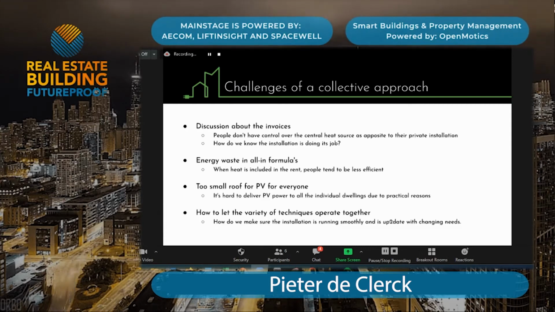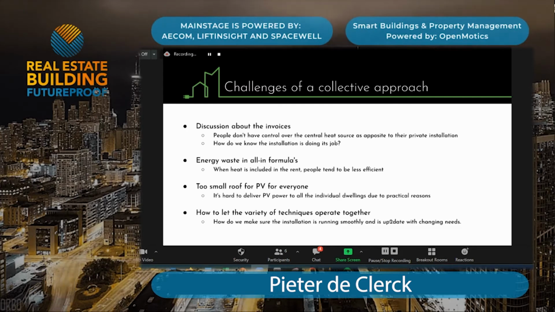Another observation we see as a challenge is actually energy waste in all-in formulas. So more and more people are renting their homes or their units with utility costs in the rent. And what we see is that for some reason, if people don't need to pay per unit they consume, they tend to be less efficient.